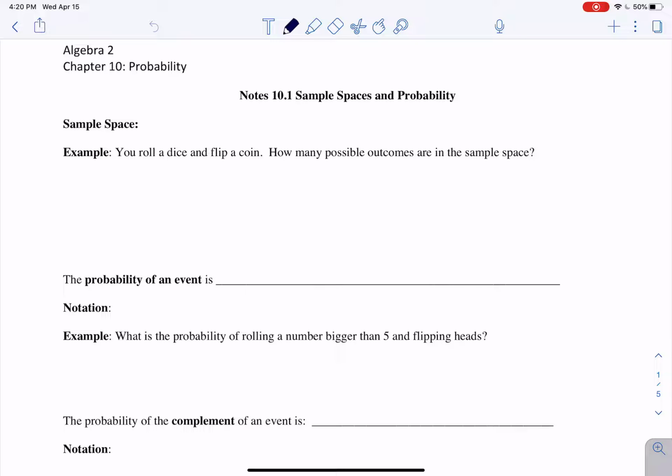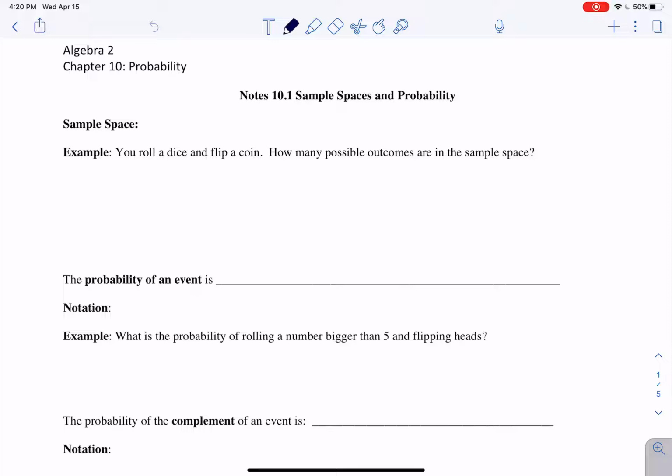So for probability, we're going to start off in this first section looking at basic probability and sample space. Some of this stuff should be familiar to you from last year. If you did geometry, you've done some probability then. So hopefully it'll be a review. And for some of you who didn't do that or might have forgotten, this will be the first time you see it, but hopefully it's still easy enough to follow along.